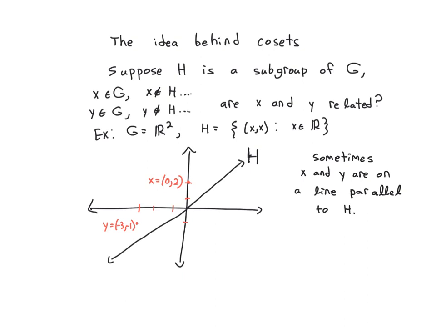So then we could try to make that concept more general. Maybe in an abstract group, with respect to a subgroup, x and y are related because they're on a line that's parallel to H. Whatever that means. So we need to explain what we mean by line. And the generalization of line is called a coset.